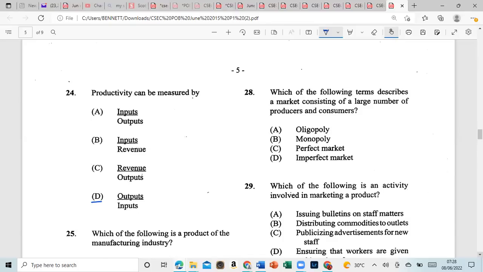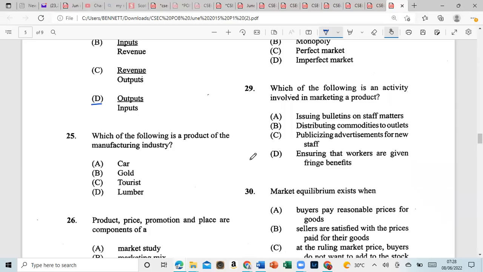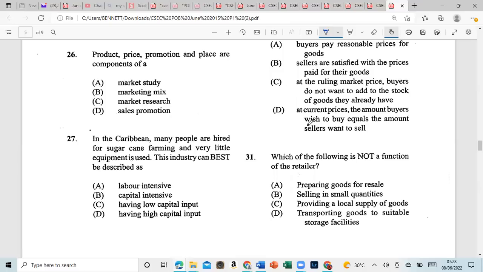25, which of the following is a product of the manufacturing industry? Manufacturing. Car, gold, tourist, lumber. Tourist, no. I would definitely say car. All right, let's move on to 26. Product, price, promotion, and place are components of, is it the market study, marketing mix, market research, or the sales promotion? And that is marketing mix.